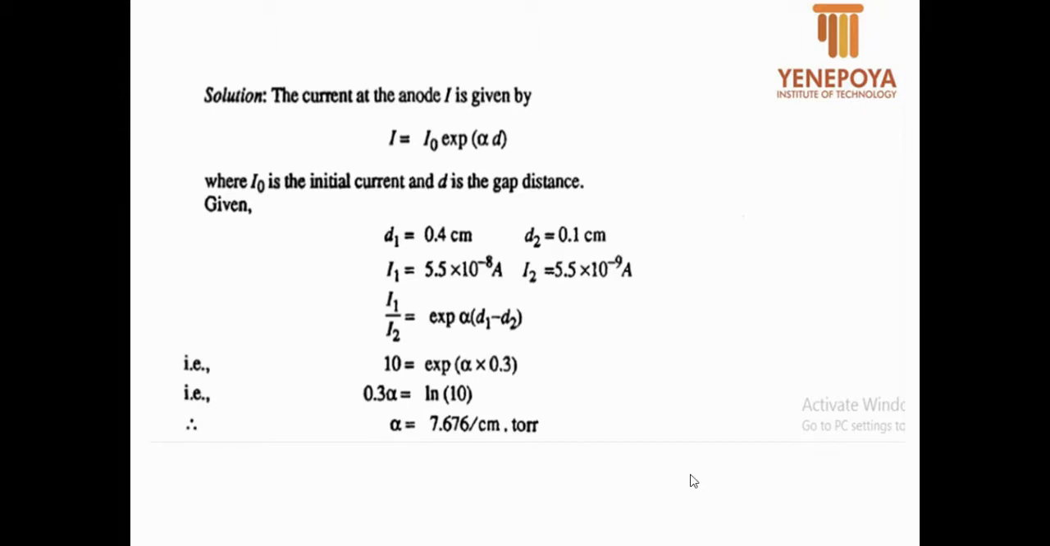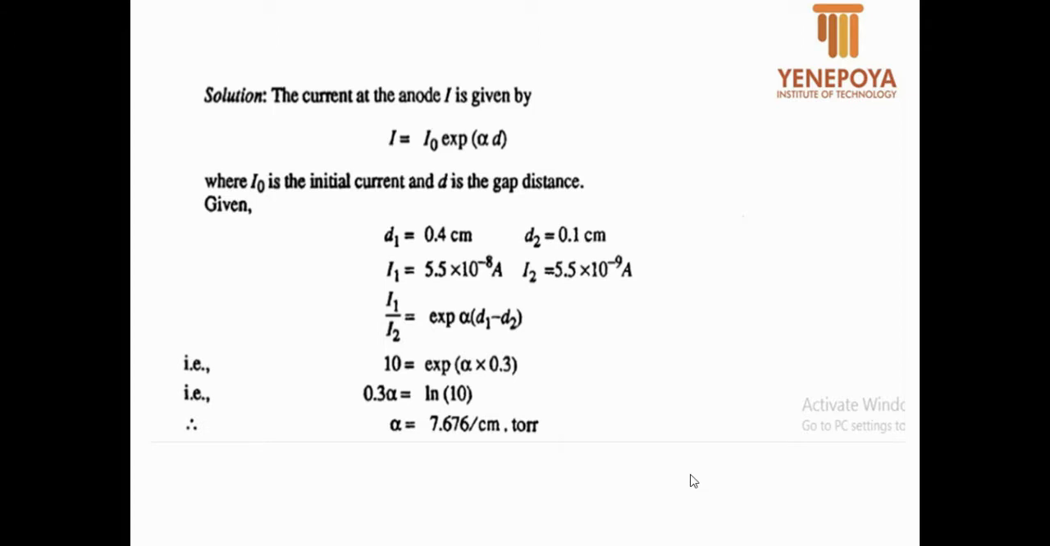The anode current is I equals I naught exponential alpha d, where I naught is the initial current and d is the gap distance. So d1 is 0.4 centimeter, and I1 at that time is 5.5 times 10 raised to minus 8 amps. D2, the distance reduces, is 0.1 centimeter. I2 is 5.5 times 10 to the power minus 9 amps.